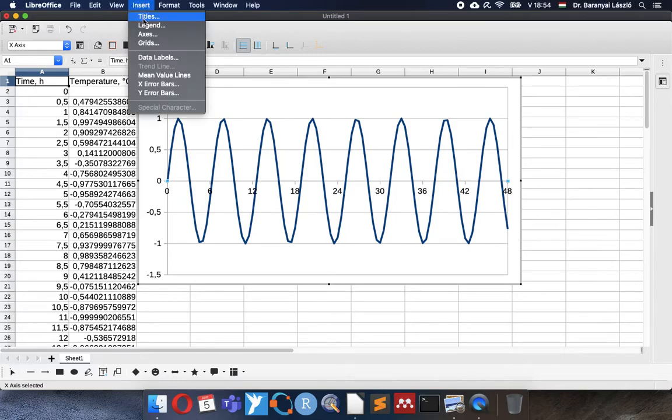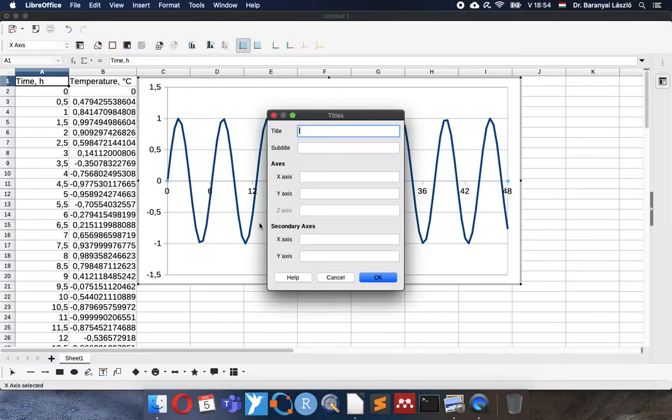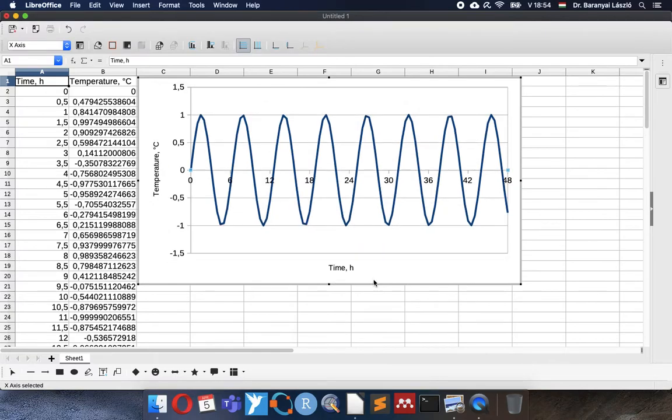We should have titles. The x-axis is time in hours and temperature in Celsius is on the y-axis.